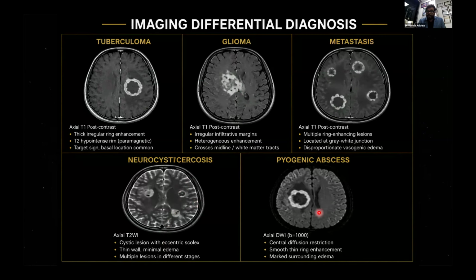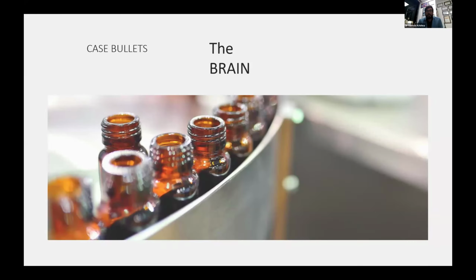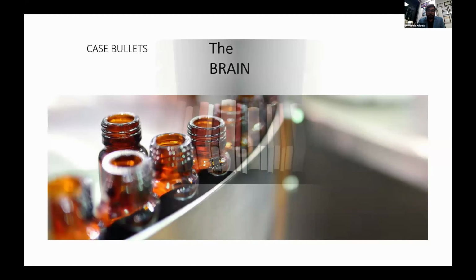In pyogenic abscess, DWI, as I said, plays a major role because central diffusion restriction will be there. Smooth thin ring enhancement will also be there, and marked surrounding edema will be present in cases of pyogenic abscess. I'll go through a few cases, case vignettes.